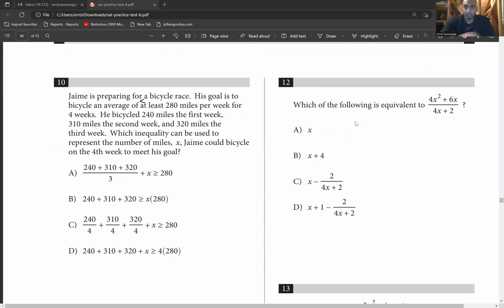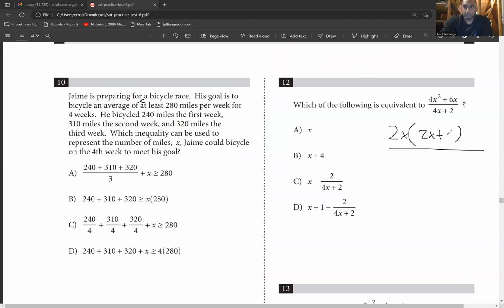12. Which of the following is equivalent to that? Okay, how are we going to simplify that? What can we factor out of the top? What can we factor out of the bottom? What's the greatest common factor of these two? Sorry, I was muted. Is it 2x? Yeah. So if we factor out a 2x, what's on the inside of the brackets? You're going to have 2x plus 3.